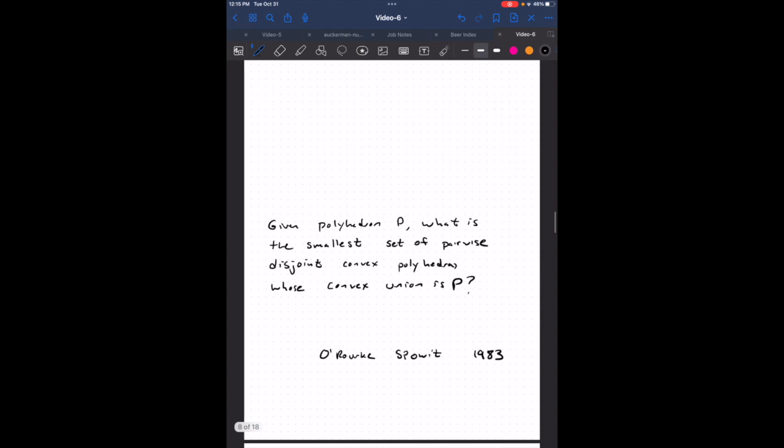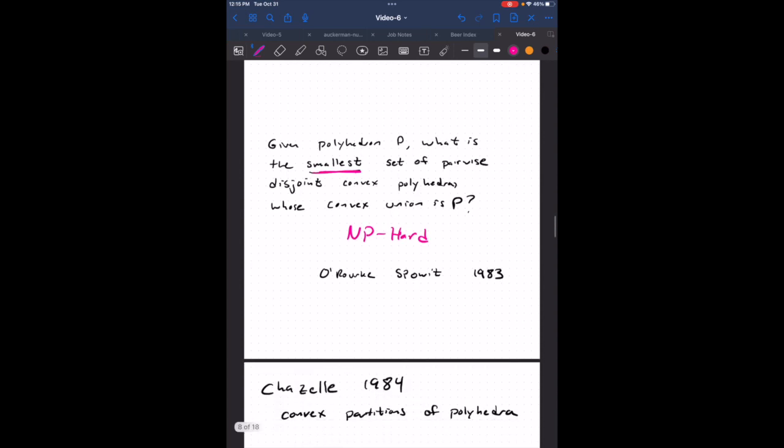Okay, you might say, well, what is the smallest number? Let's just decompose it into the smallest number possible. Well, it was shown that this is in fact NP hard. So it's unlikely there's any tractable algorithm to do this. So we're just looking for a small number, that would be good for us.